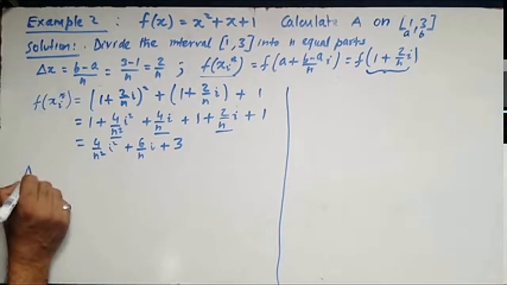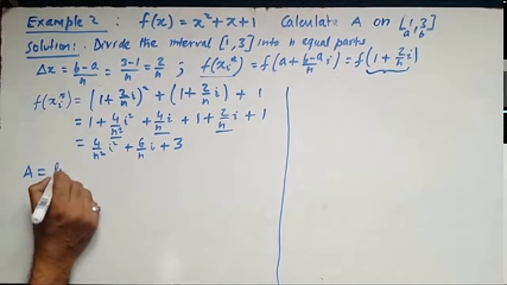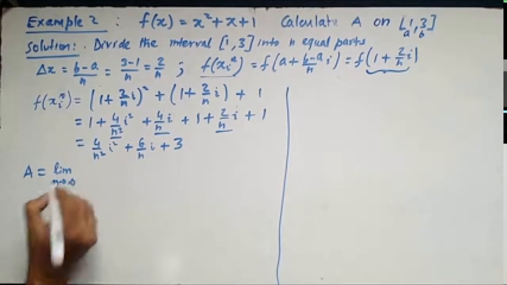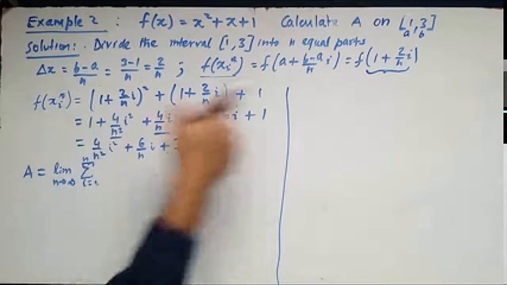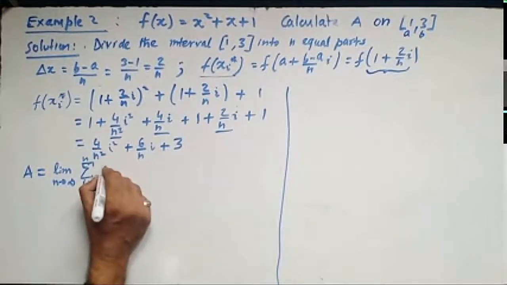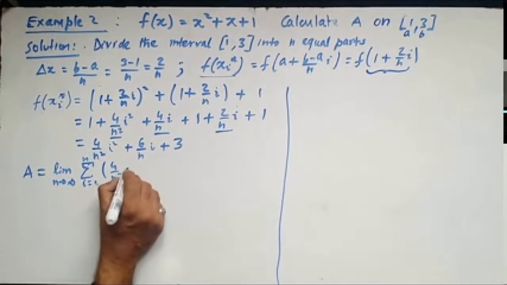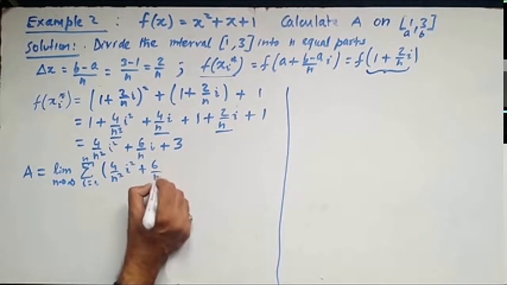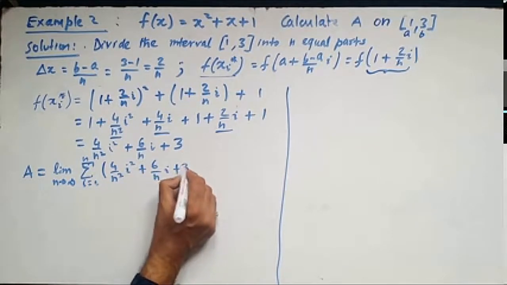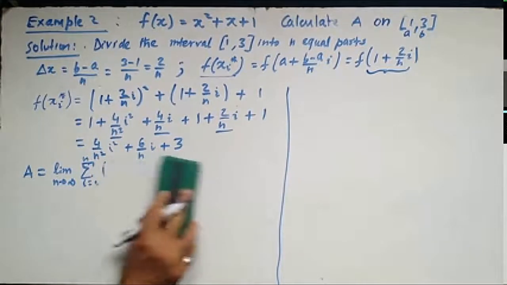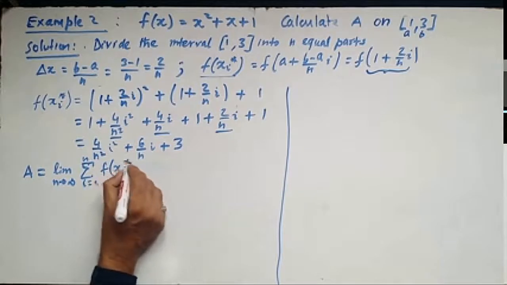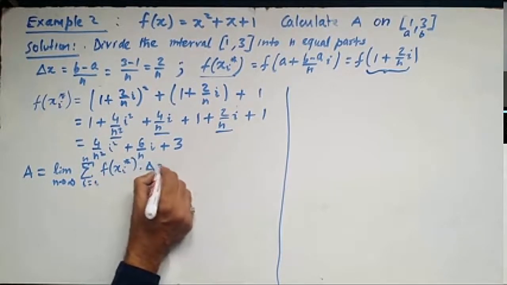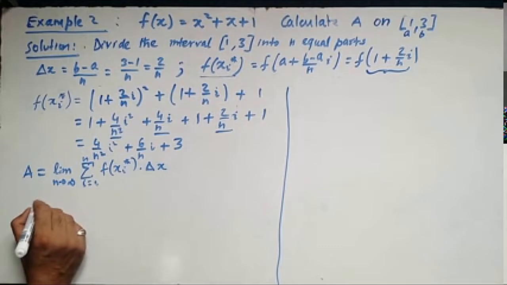So now we just have to apply the Riemann sum formula. So it is limit as n tends to infinity, summation i is equal to 1 to n, f of x_i into delta x. So what is f of x_i? This is equal to 4 by n squared i squared plus 6 by n i plus 3. So it's better we write the formula first, it becomes more clear. So this is f of x_i star into delta x.